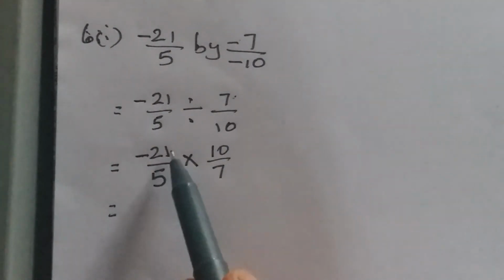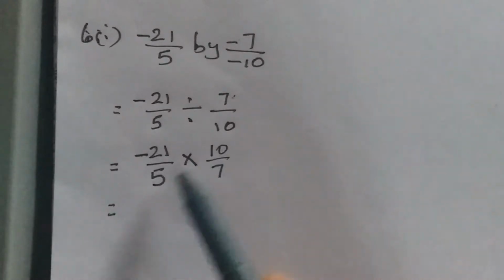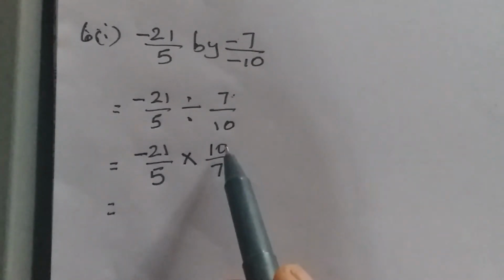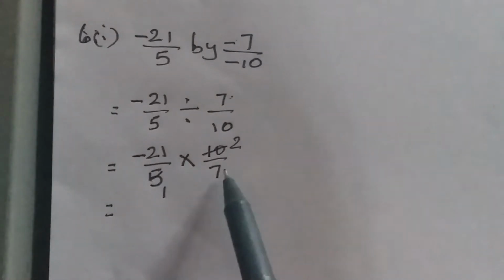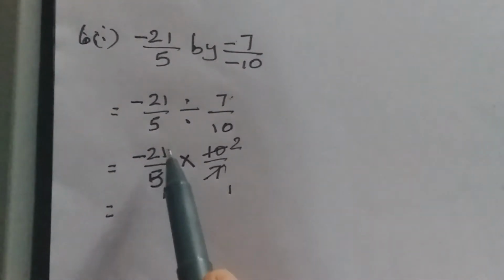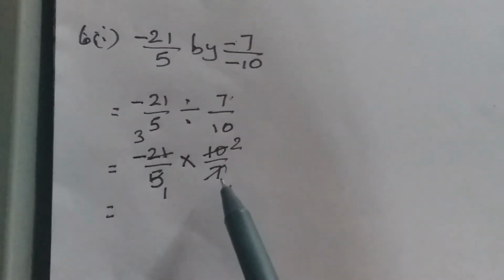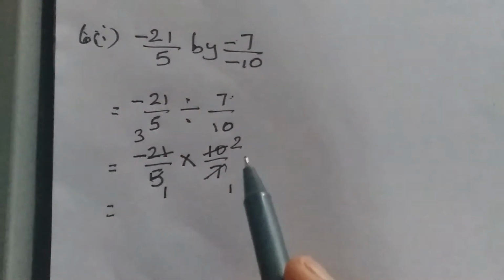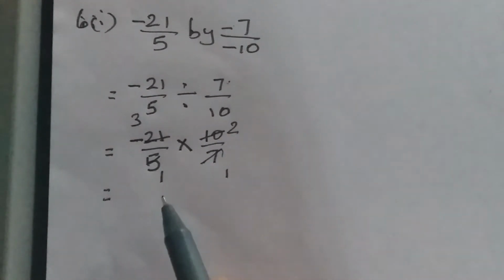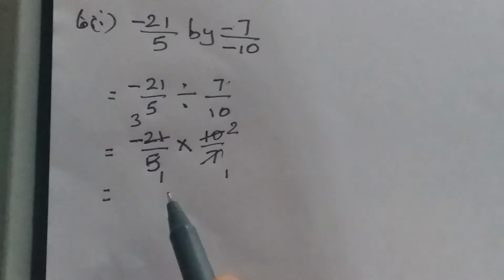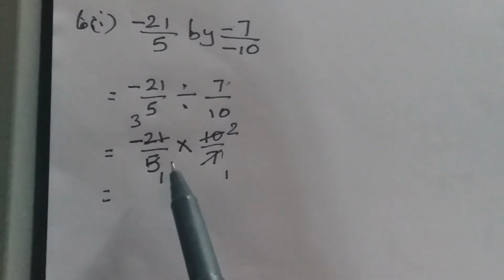Cancelling. 21 and 5, no common factor. 10 and 7, no common factor. You check cross. 5 and 10, yes, they have a common factor. 5 tables, 5 2s are 10, 5 1s are 5. 7 and 21, 7 1s are 7, 7 3s are 21. See, I told you already what you must know for cancelling. Only the tables. So every day learn the tables, at least 1 to 10. You just tell once in the morning, once in the evening, 1 to 10 tables, so that you become very thorough with the tables. So that all these sums become very easier.